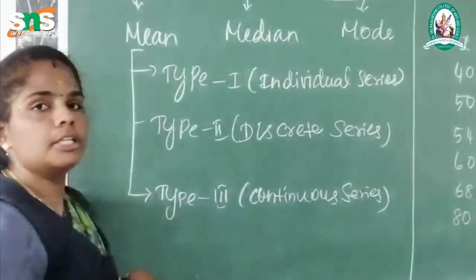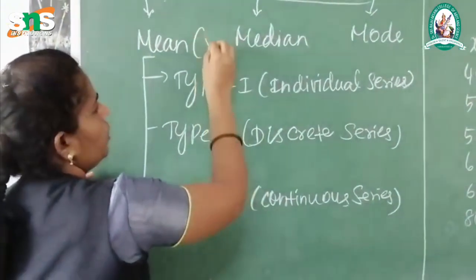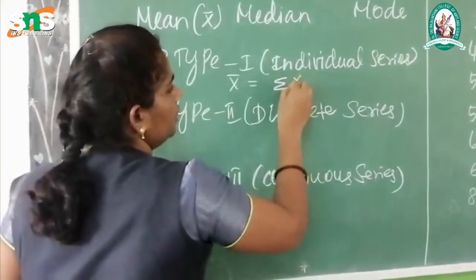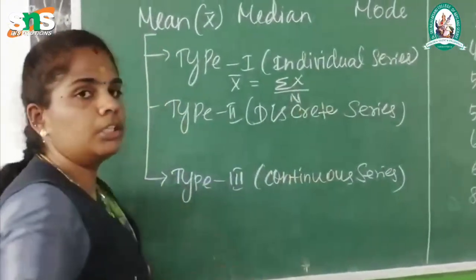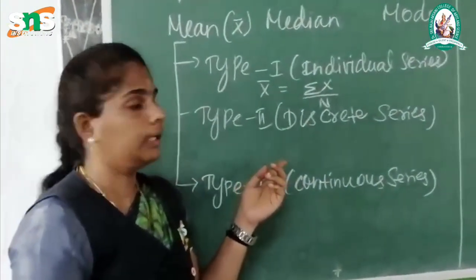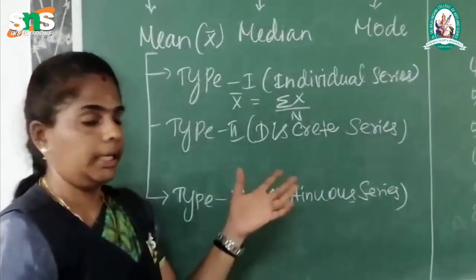For type 1, we will discuss only about the individual data. In general, the mean is denoted as x bar. So, x bar is equal to summation x by capital N. Summation x denotes the sum of all observations which are given in our data. Capital N is nothing but the number of data which are given in our data.